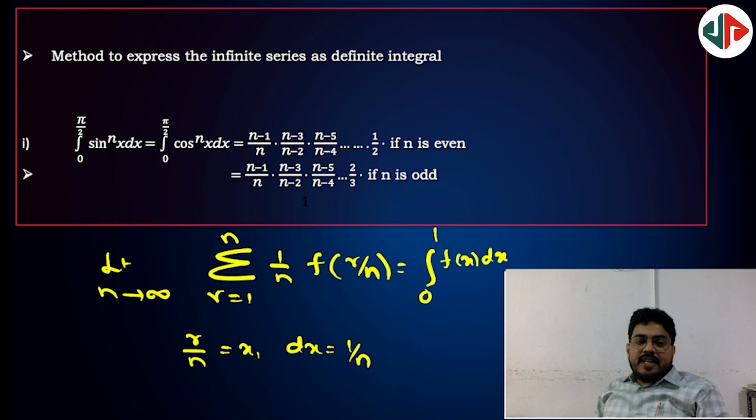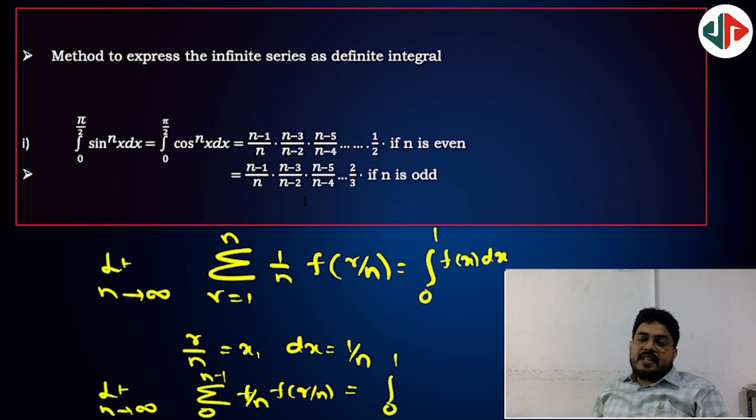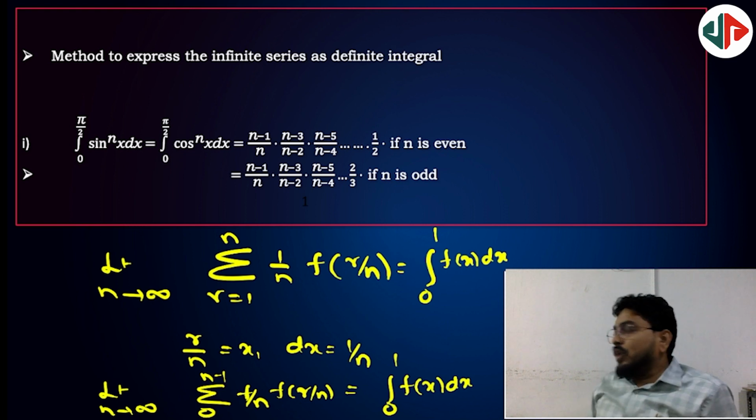For example, if instead of n, 2n is there, you are going to take 2. And the same thing you can also write as limit n tending to infinity, r from 0 to n minus 1, 1 by n into f of r by n. This is also integral 0 to 1 f of x dx. There is no problem.